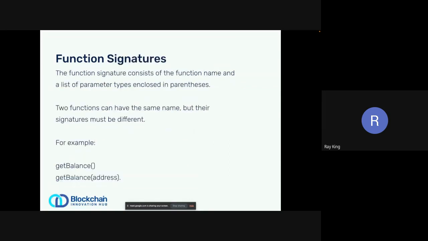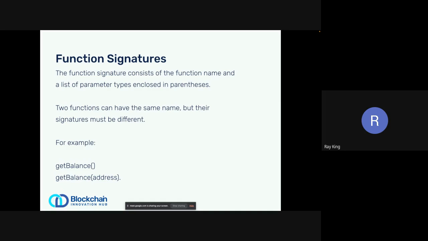Now, what are function signatures? The function signature consists of the function name and the list of parameter types enclosed in parentheses. I believe in the functions we have written so far, we have seen cases where we write the name of the function, and then inside the brackets, we put in different parameters with their types. All of that makes up the function signature.